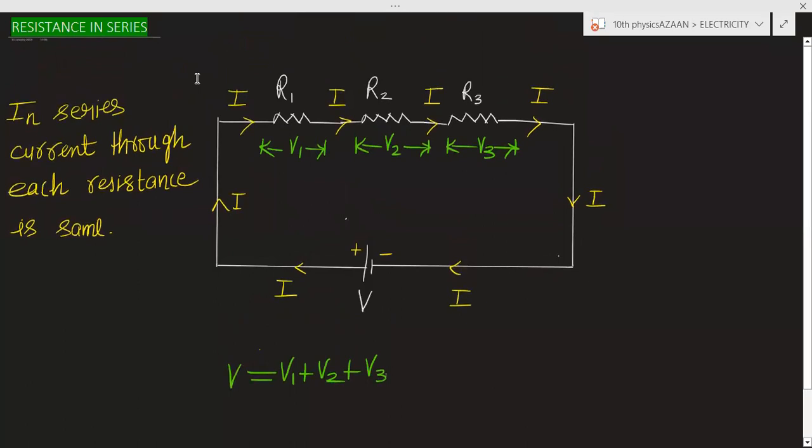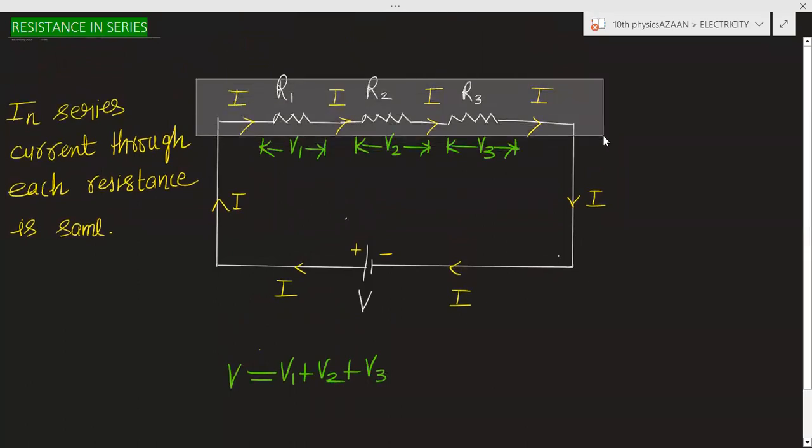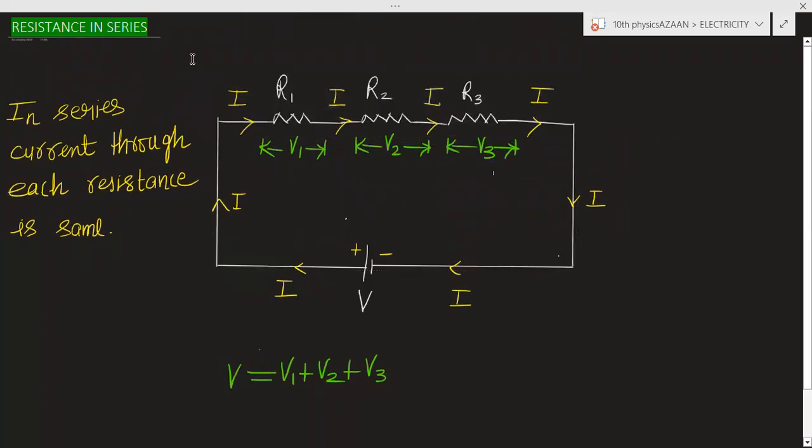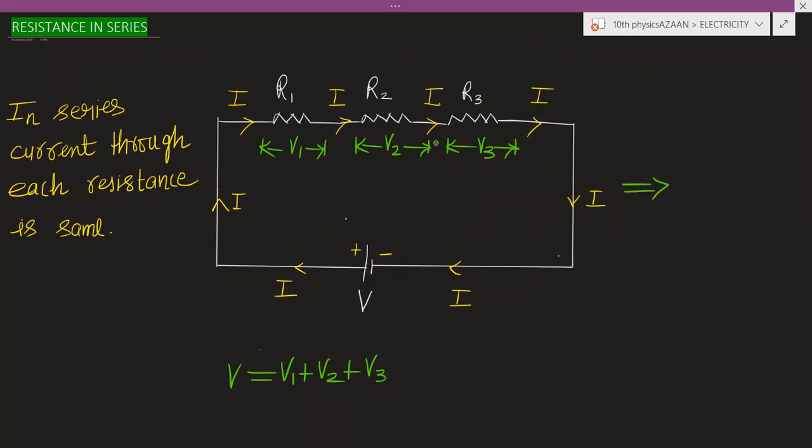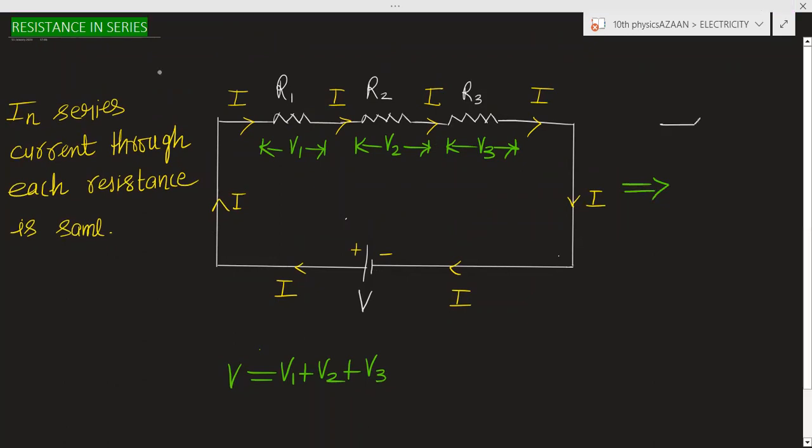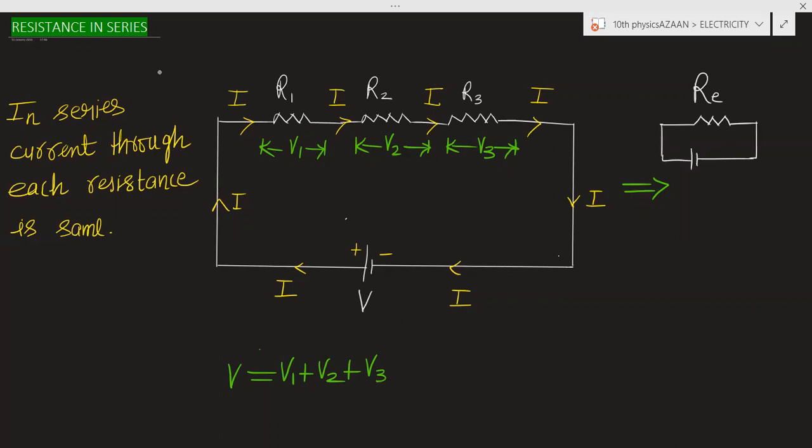Now this combination of R1, R2 and R3, I can replace with an equivalent resistance like this. There is only one resistance. Instead of three resistances, we can connect one resistance and that will be the equivalent resistance.